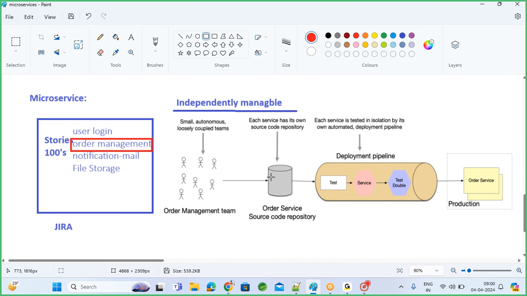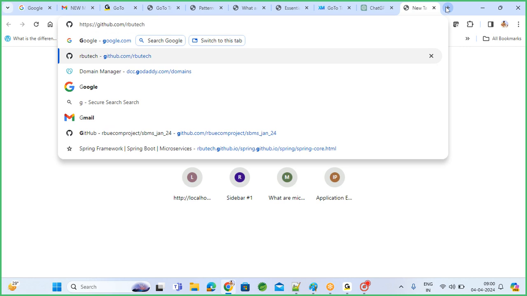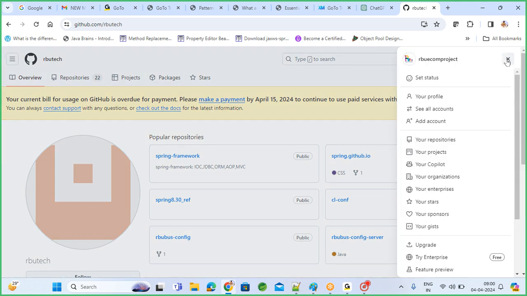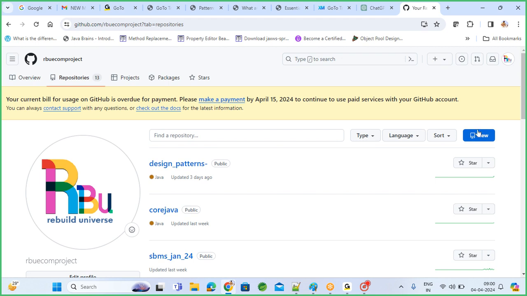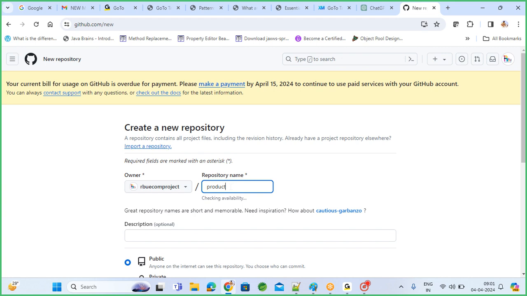Obviously, we will create one repository, if not available, in Git or Bitbucket. You know how to create it. Maybe in Git, okay, we have GitHub here. So in GitHub, when you want a new repository, you can create it. New repository. For each microservice you can create one: product service, order service.